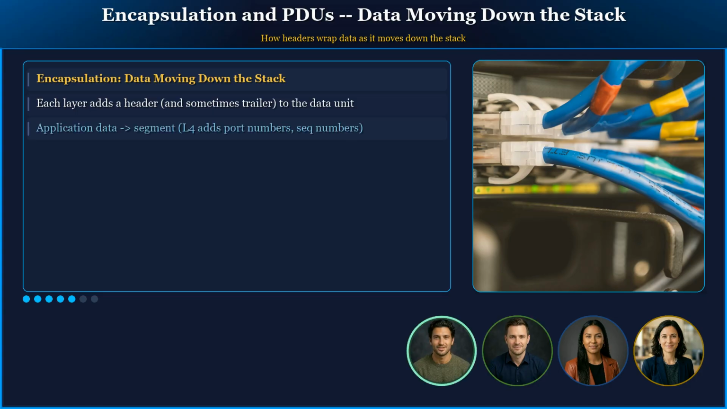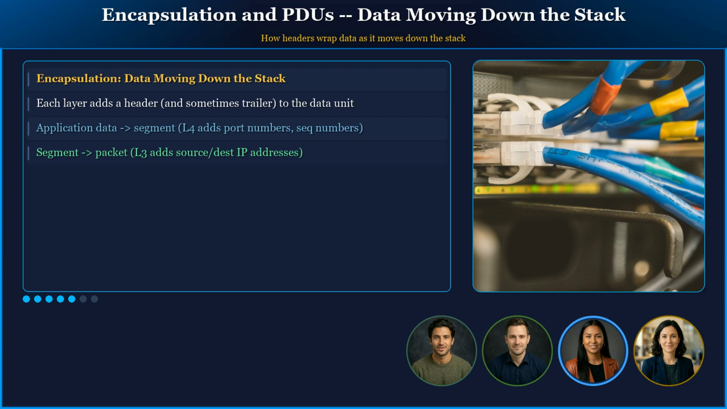The network layer takes that segment and wraps it in an IP header, adding source IP address and destination IP address. That is now a packet. The router reads the IP header to decide where to send it. Nothing below Layer 3 touches the port numbers in the segment.